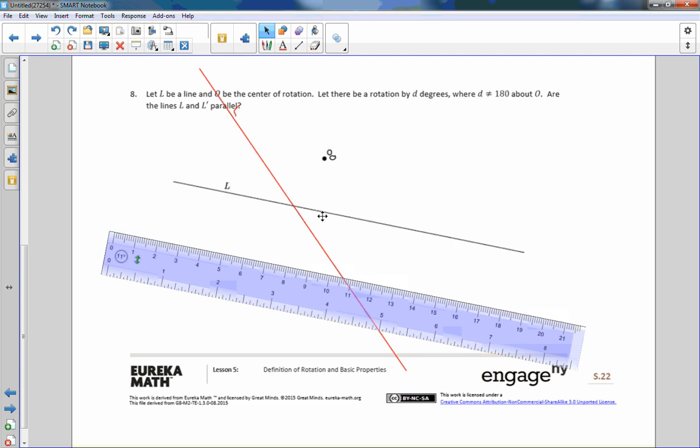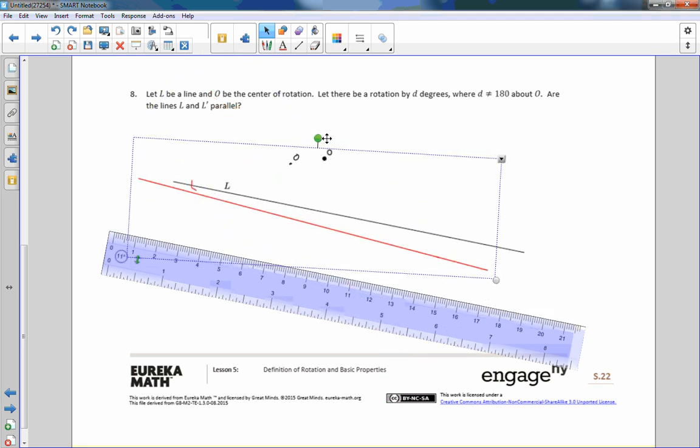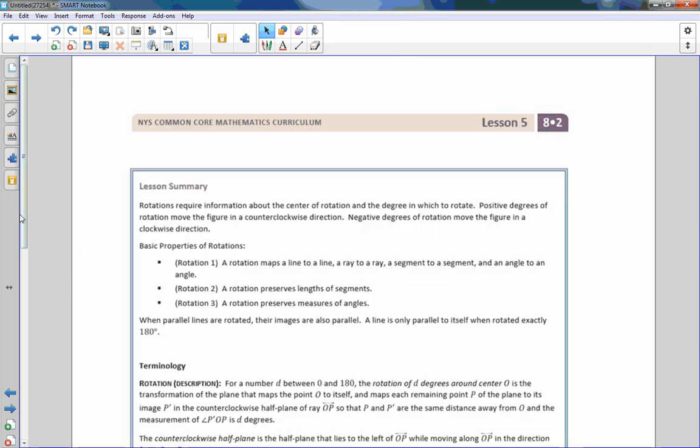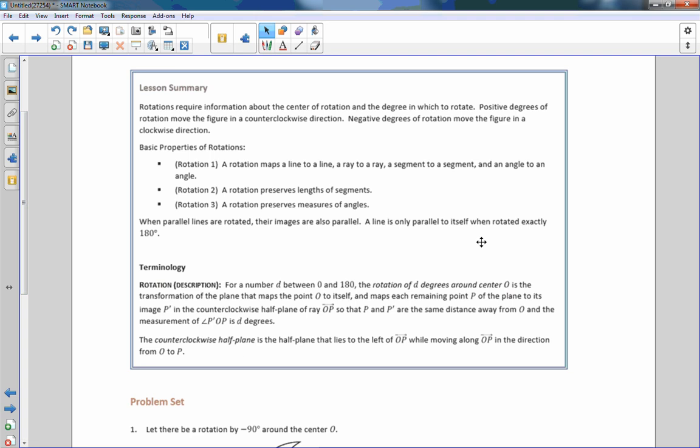And if I move this over, so it's rotated about O, this was rotated in a negative or clockwise direction, and now is my image parallel to my pre-image? And the answer is no, they will intersect. So no matter if I only rotated this 1 degree, a very slight rotation like that, and if I move this over here, the lines still cross. So anything between 0 and 180 degree rotations, positive or negative, parallel lines will intersect. But if I rotate it 180 degrees, they will coincide. Okay, I'll let you review the summary on your own. That is the end of lesson 5. Go to your problem set.